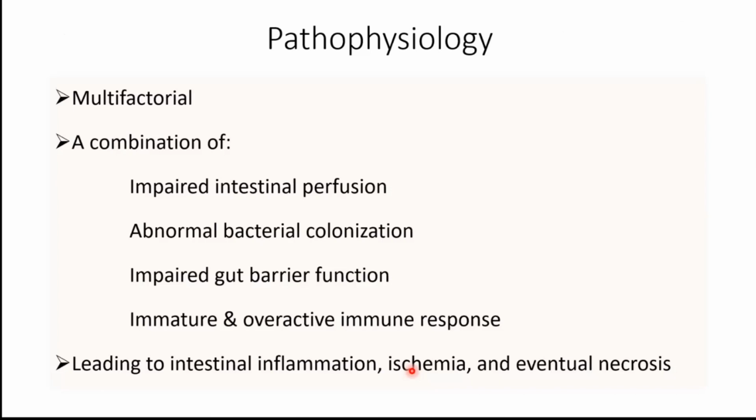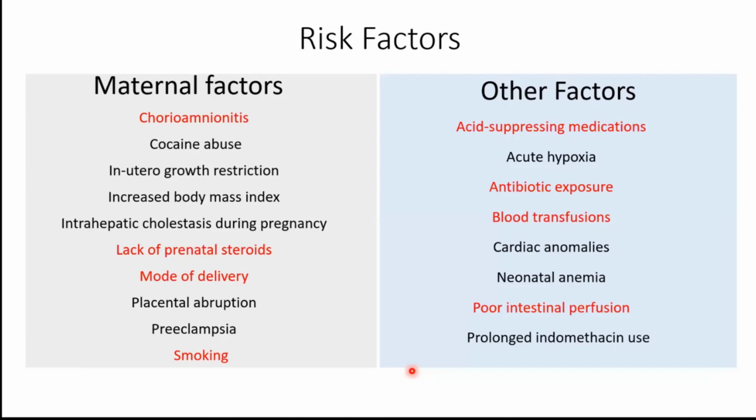Coming to the pathophysiology of NEC, this is basically multifactorial, and it includes a combination of impaired intestinal perfusion along with abnormal bacterial colonization, impaired gut barrier function, and immature and overactive immune response. And these all lead to intestinal inflammation, ischemia, and eventual necrosis. So there are many risk factors for the development of necrotizing enterocolitis.